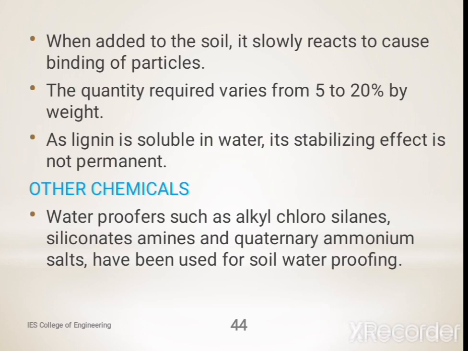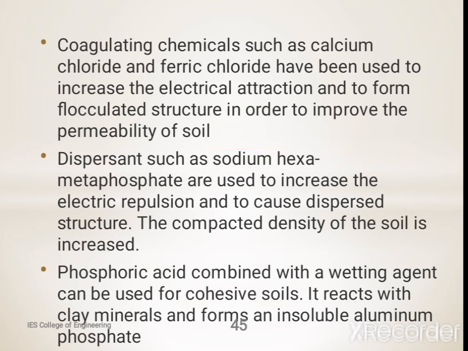Then other chemicals. Waterproofers such as alkyl chlorosilanes, siliconates, amines and quaternary ammonium salts have been used for soil waterproofing. Coagulating chemicals such as calcium chloride and ferric chloride have been used to increase the electrical attraction and to form a flocculated structure in order to improve the permeability of the soil. Dispersants such as sodium hexametaphosphate are used to increase electric repulsion and to cause a dispersed structure. The compacted density of the soil is increased.